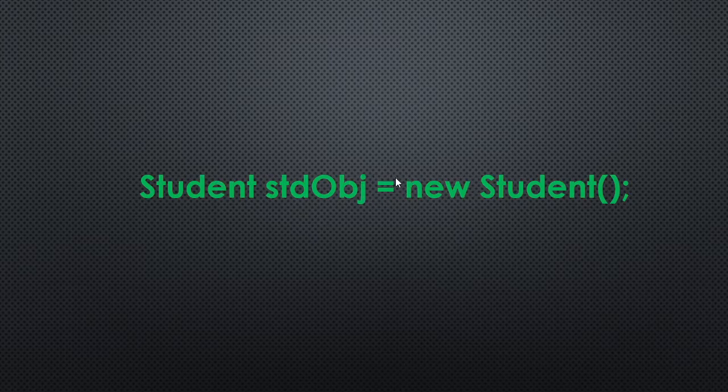And then we can say equal new Student, and we should open the parentheses and close them and then end the statement by a semicolon. This is simply how we can create an object from a class.